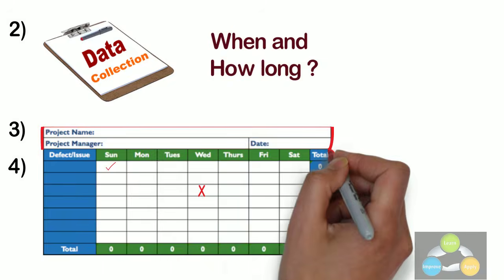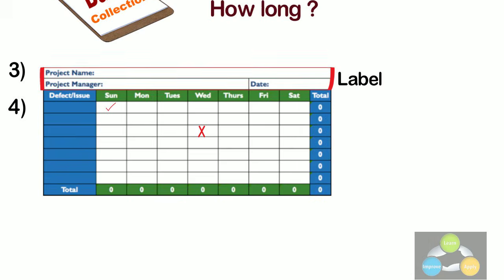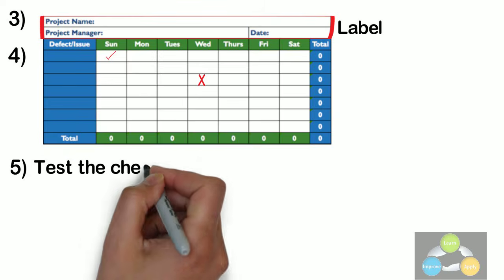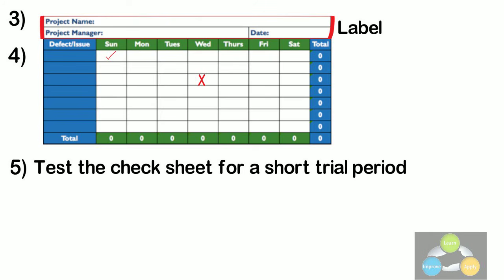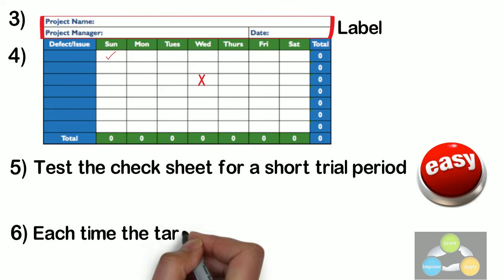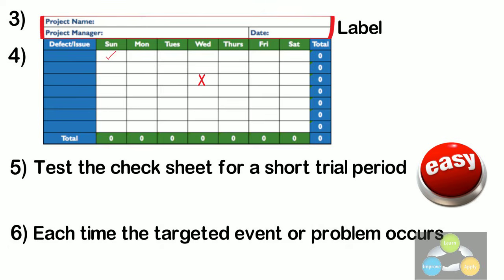4. Label all spaces on the form. 5. Test the checksheet for a short period of time to be sure it collects the appropriate data and is very easy to use. 6. Each time the targeted event or problem occurs, record data on the checksheet.